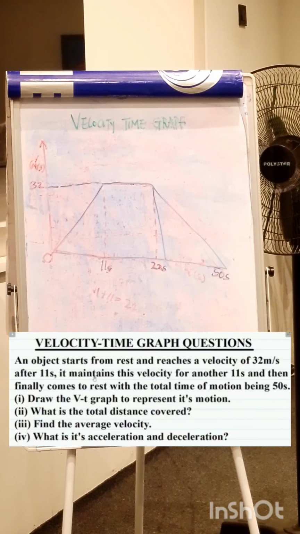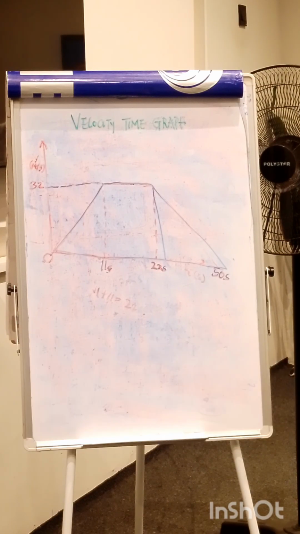So now let's begin to solve. What did they say we should look for? Draw the velocity time graph. And the second one says, what is the total distance covered? Just like we did for the first one, we'll be doing for this one also.